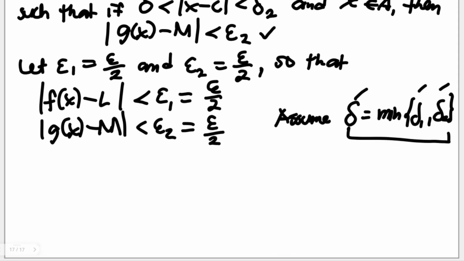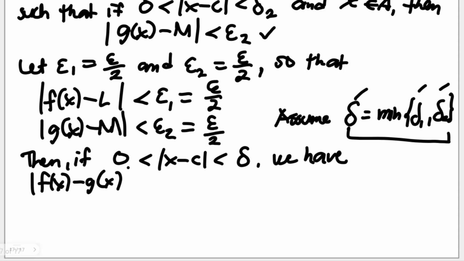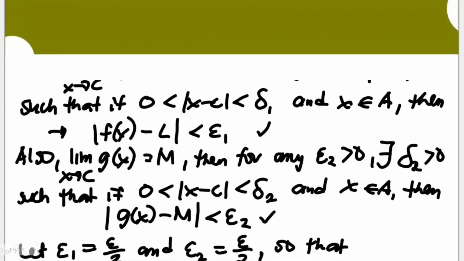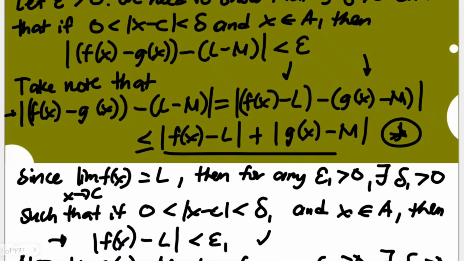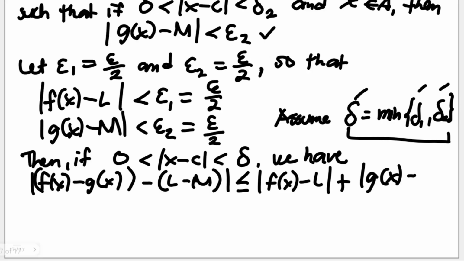So with that now, if the distance between x and c is greater than 0 but less than delta, which is again the minimum between delta sub 1 and delta sub 2, we have now f of x minus g of x, minus the quantity L minus m, which is this scratch work form, by the triangle inequality, less than or equal to the distance between f of x and L plus the distance of g of x and m.